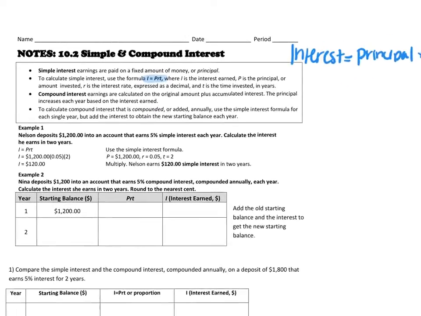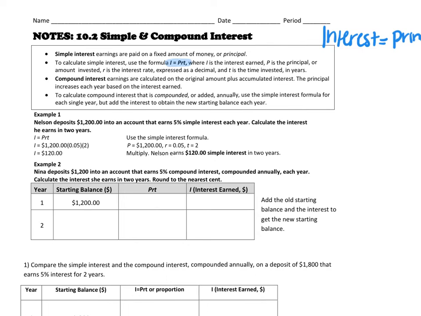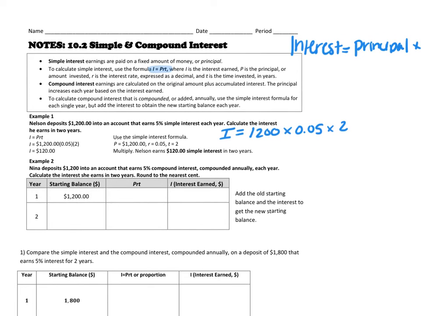Okay, so look at our first example. Example 1 says Nelson deposits $1,200 into an account that earns 5% interest each year. Calculate the interest in 2 years. So we're going to use that formula. I equals, our principal amount is $1,200. Our rate is 5%, and our time is 2 years. So 1,200 times 0.05 is 60. 60 times 2 is 120. So in 2 years, Nelson's going to earn $120 interest.